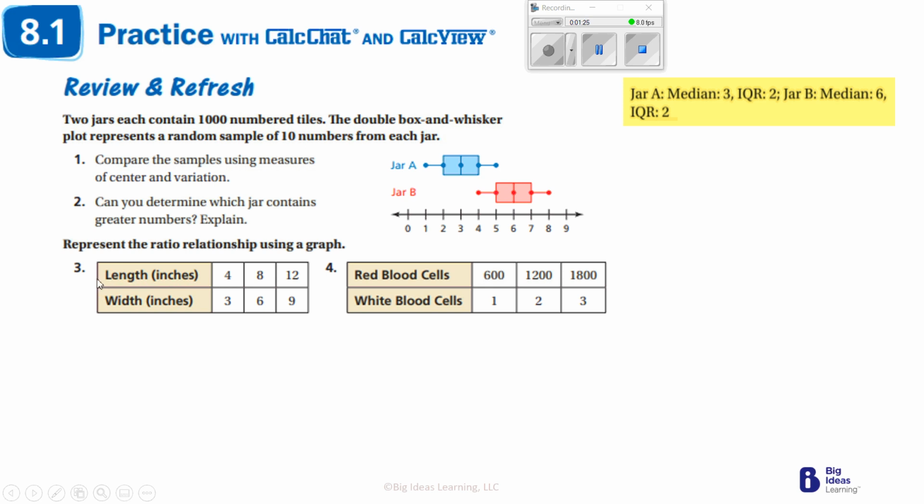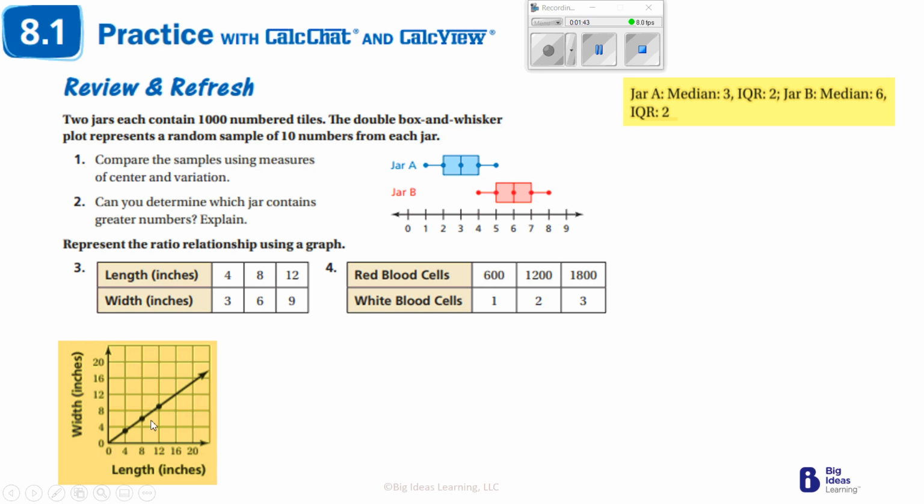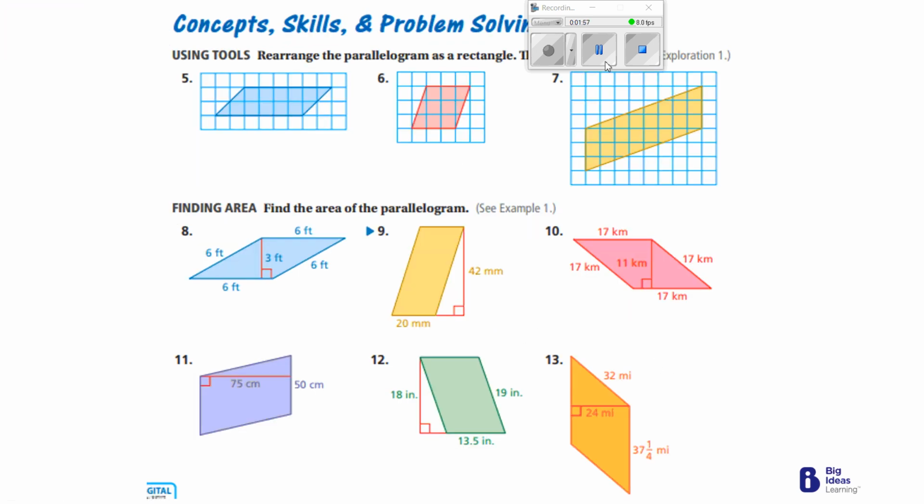All right, now next we have number 3, represent the ratio relationship using the graph. If I use a graph of this, well, when the length is 4, the width is 3. When the length is 8, the width is 6. And when the length is 12, the width is 9. So we're going to have a very proportional line here. As you can see, 4 and 3, 8 and 6, 12 and 9 make a nice straight line through the origin. Number 4 is for you to do.